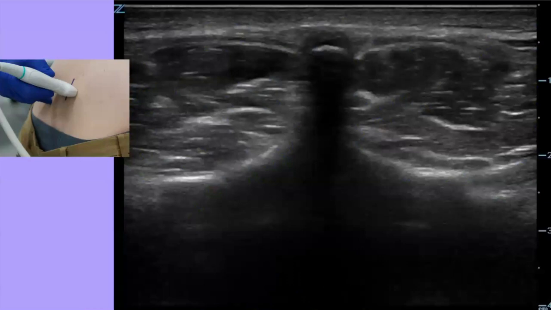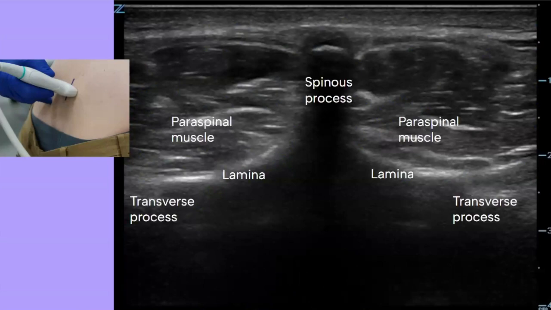Now, this view here is using the linear probe, and as you can see, we can still make out a lot of our structures, and it might even be a little more obvious because of the high resolution. The spinous process is right there in the middle, you have paraspinal muscles on either side, and you have your lamina and your transverse processes. Once you have this view, you make your hash marks with your marker above and below in the midline of your probe.